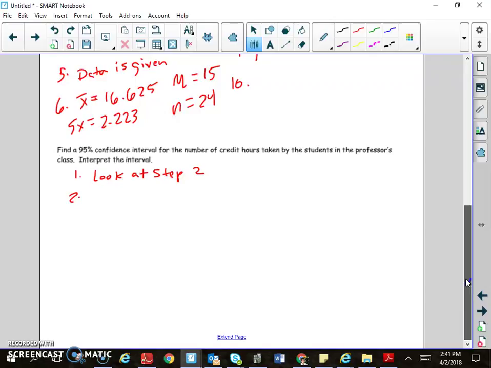Step 2, write out the formula. So it's x bar plus or minus t times s over the square root of n. Okay, that's the formula that's given. Number 3, enter the data. So we've already done that from the steps above, so there's no reason to do it again. So data is given. You already took the time to enter it. You found out what you needed already, so there's no reason to do it again.